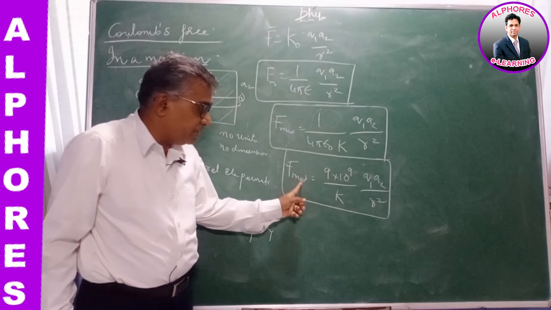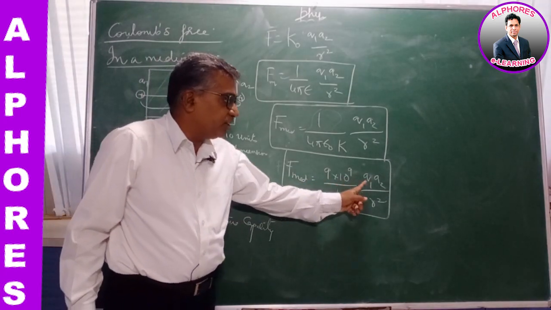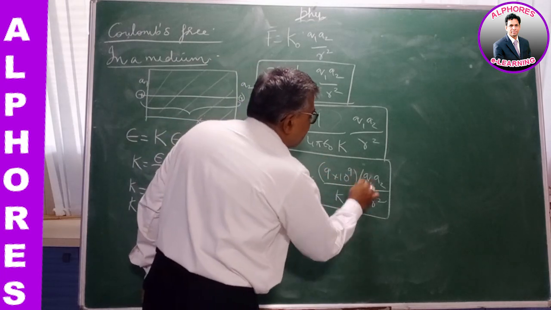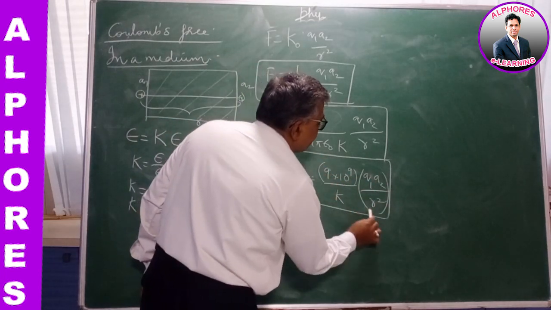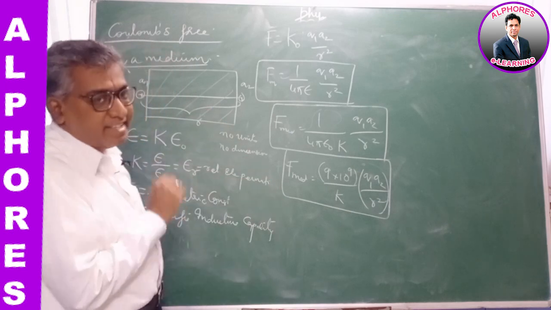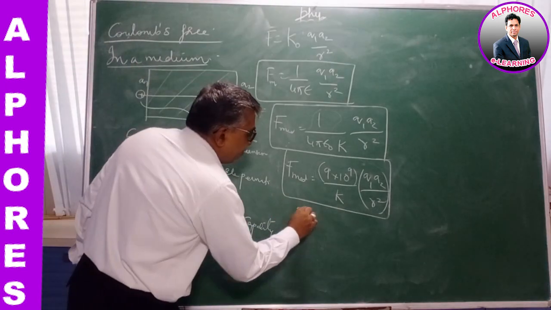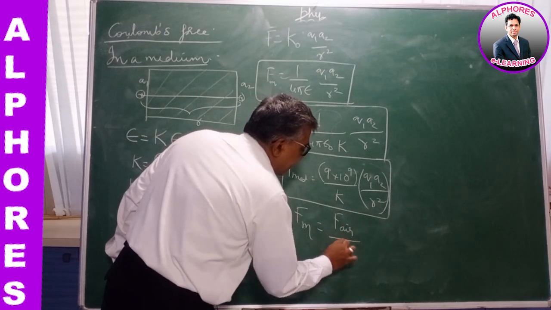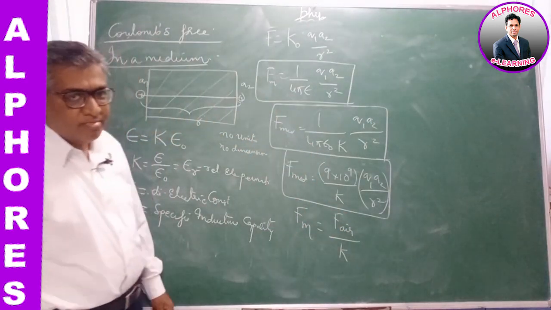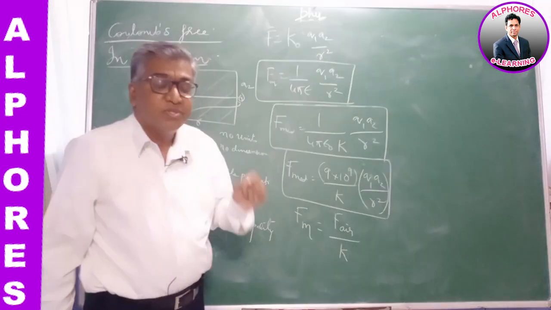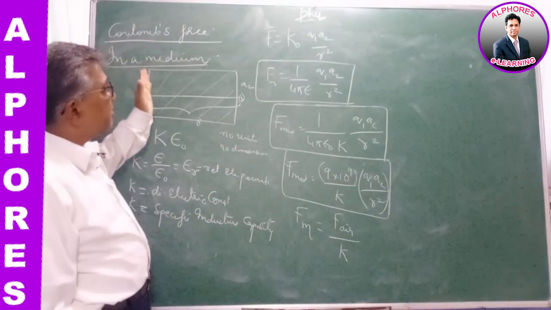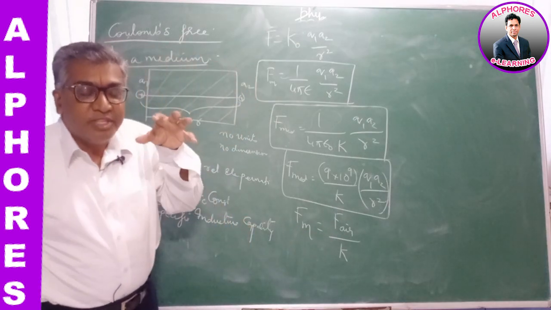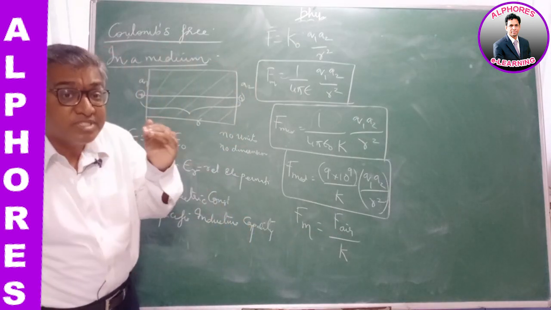So force in medium is 9 into 10 power 9 Q1 Q2 by R square. We have just now proved 9 into 10 power 9 Q1 Q2 by R square, which is the force between two charges when air is the medium between them. Then force in the medium is equal to force in air by K. So whenever a medium is placed between two charges, force reduces K times. So due to the presence of the medium, force decreases.